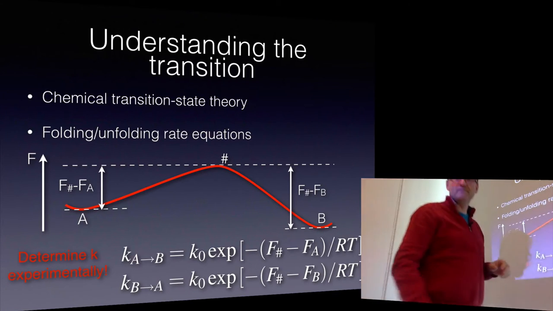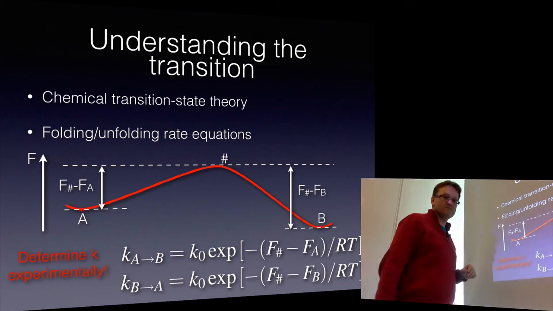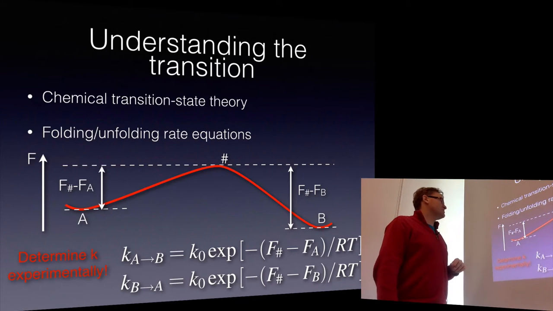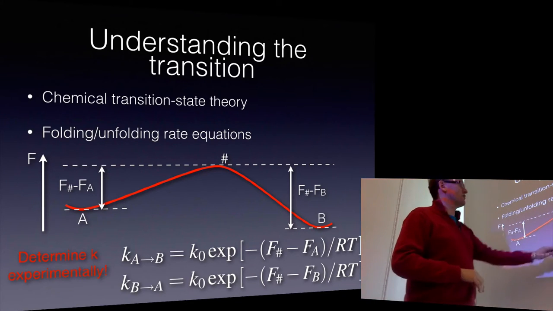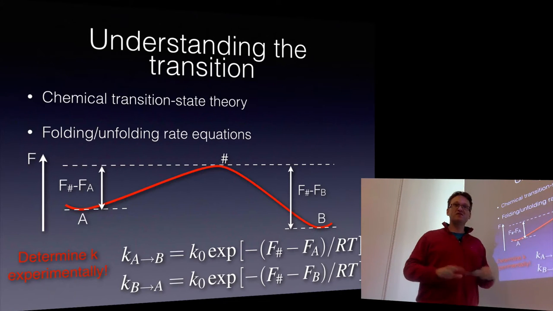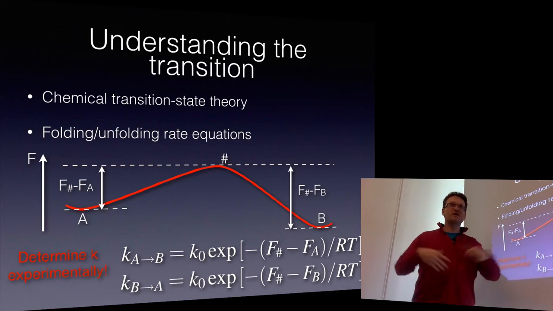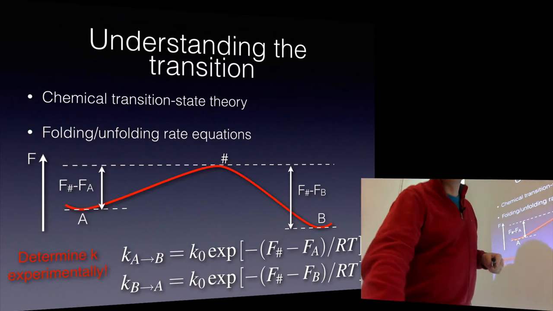Arrhenius came before this, though. How did he know to plot 1 over T? No, of course, this was known already by Arrhenius. But Arrhenius didn't work on protein folding. This is true for any chemical reaction in general.